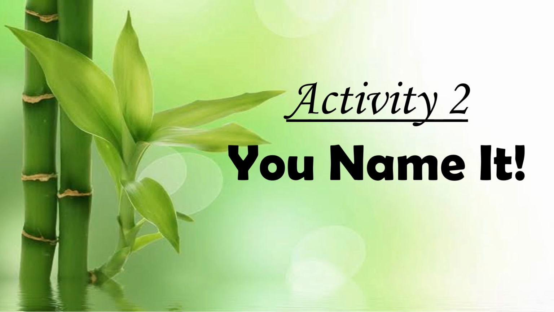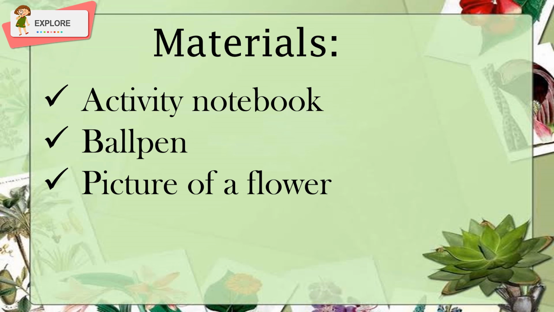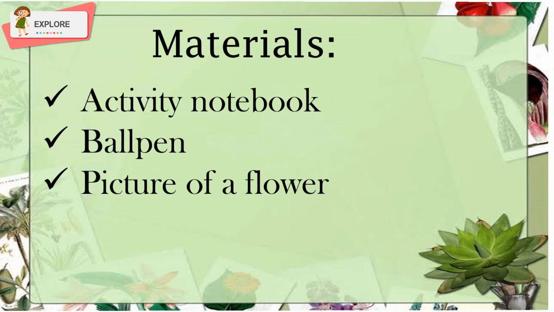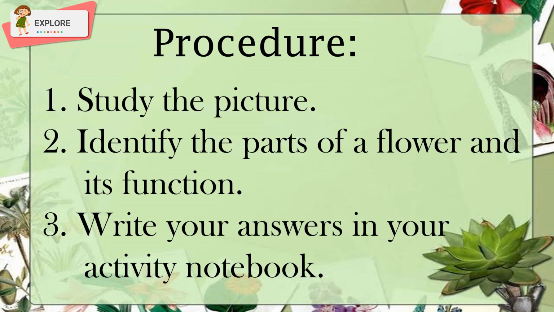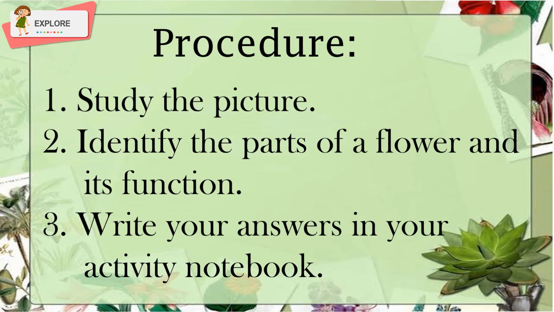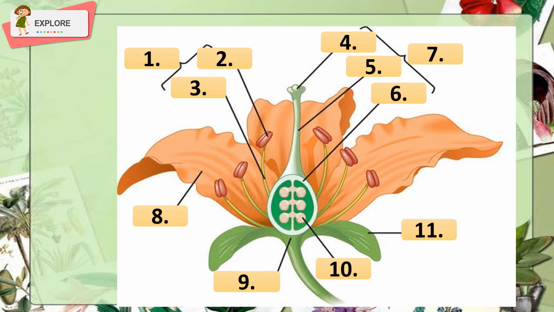Activity 2 is entitled You Name It. Materials needed are activity notebook, ball pen, and picture of a flower. Procedures are: study the picture, identify the parts of a flower and its function. Write your answers in your activity notebook. Write the name of the part of the flower that corresponds to each number.